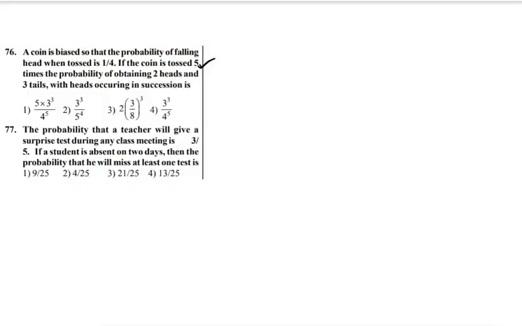Observe this particular question. A coin is biased, specially prepared. Probability of getting head is 1 by 4, which means probability of getting tail is equal to 3 by 4. That is a specially prepared coin, biased in such a way that getting head is equal to 1 by 4 and getting a tail is automatically 3 by 4.